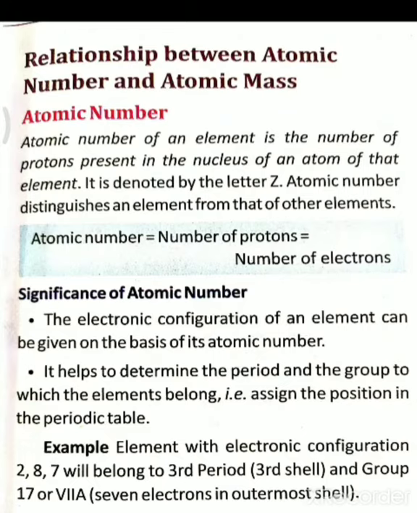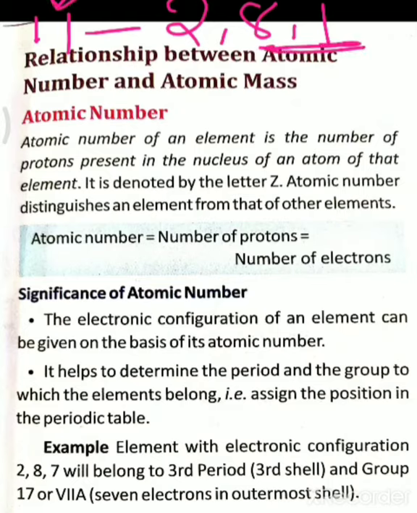Then we will read the significance of atomic number. The electronic configuration of an element can be given on the basis of its atomic number. Suppose the atomic number of sodium is 11. So what is the electronic configuration? That is 2, 8, 1. So if we know the atomic number, then we can represent the electronic configuration.